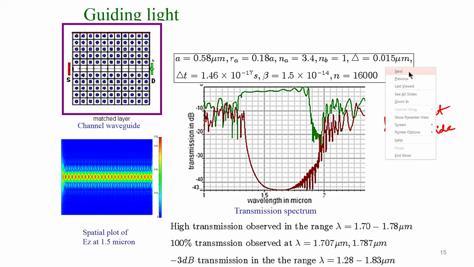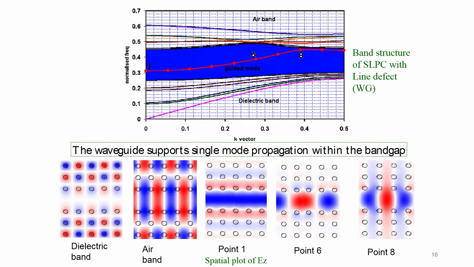You can also think of creating a device. So this is the band structure. This red line in the band structure shows that this particular frequency is being propagated. You can call them guided modes. So, the line defect creates a line in the dispersion spectrum. The waveguide supports single mode propagation within the band as shown in this example. This is a simulation plot showing various bands, the dielectric band and the air band, at different points along the k vector. You have spatial plots.